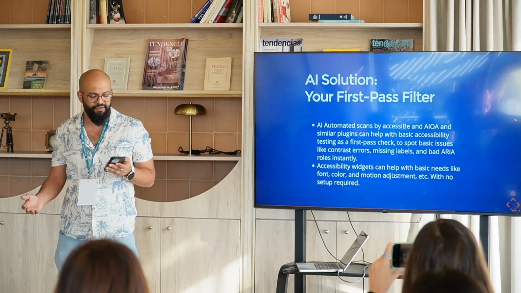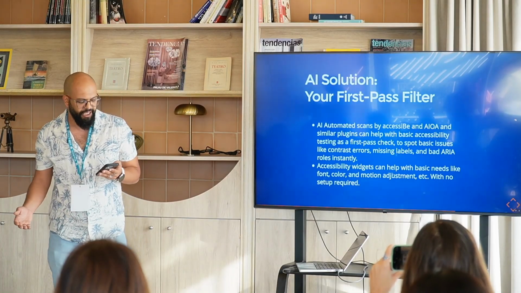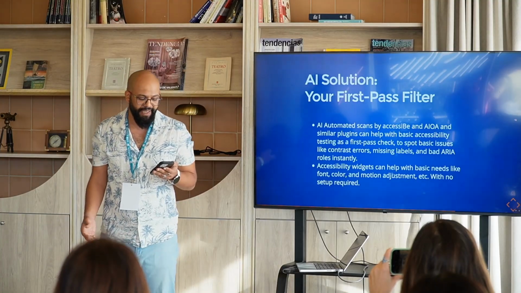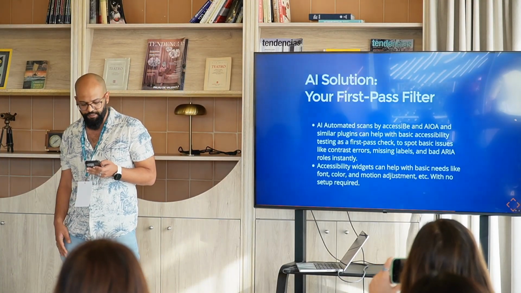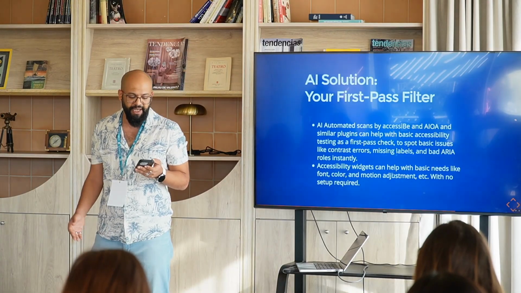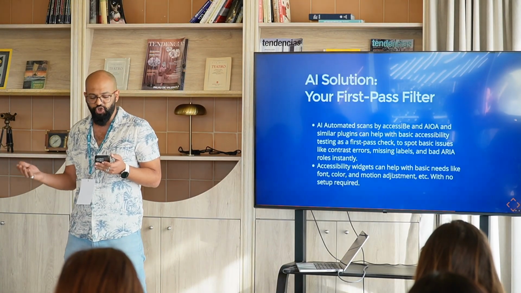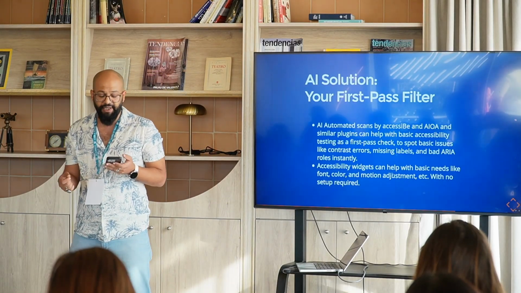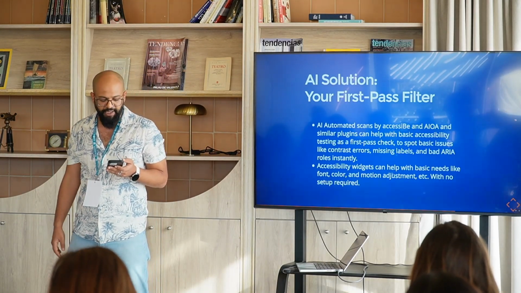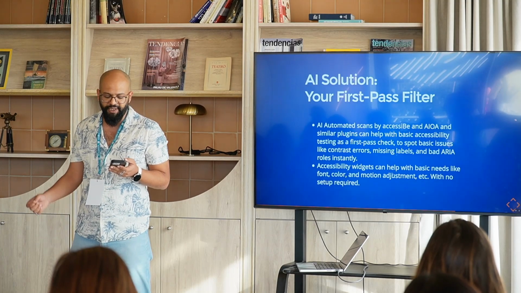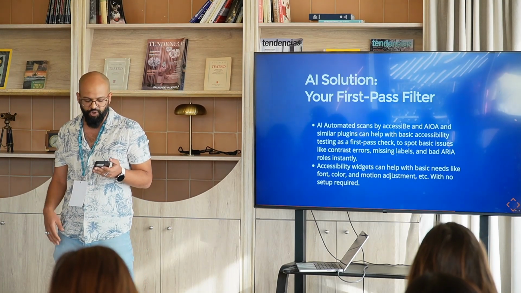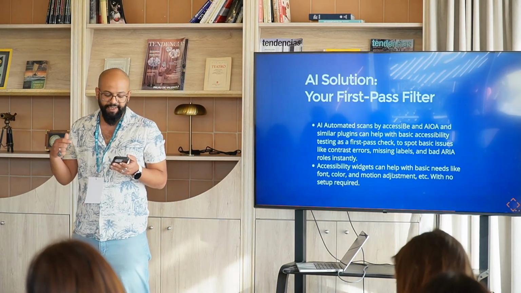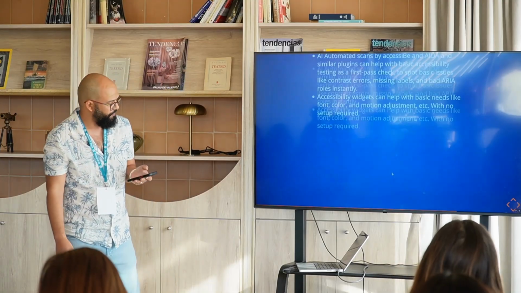A few plugins and services, as we illustrated earlier, can help with automated compliance and AI accessibility checks that can get you half the way or even more. Accessibility, for example, provides an AI accessibility checker that can do a good job surfacing most of the issues on your site. And not only that, similar plugins include an accessibility widget or overlay that can help you with automated compliance out of the box with no setup required, with features like font, color, and motion adjustment that visitors can adjust to fit their needs.